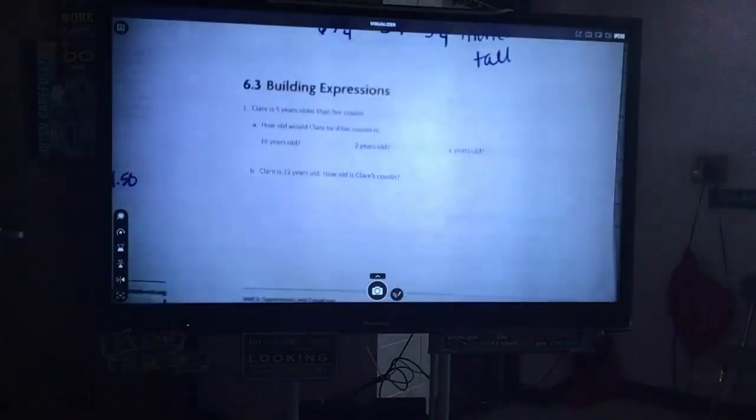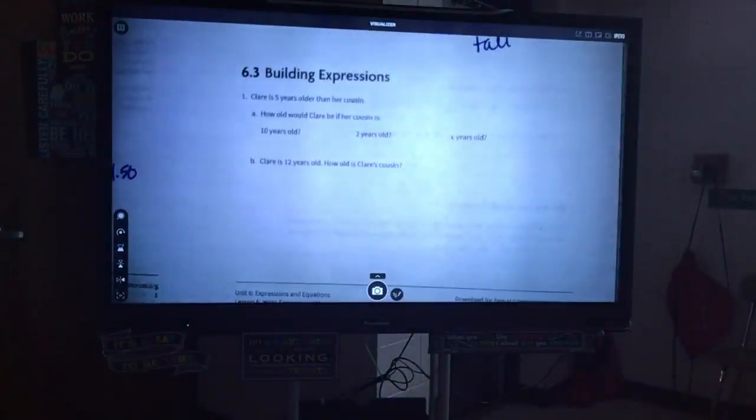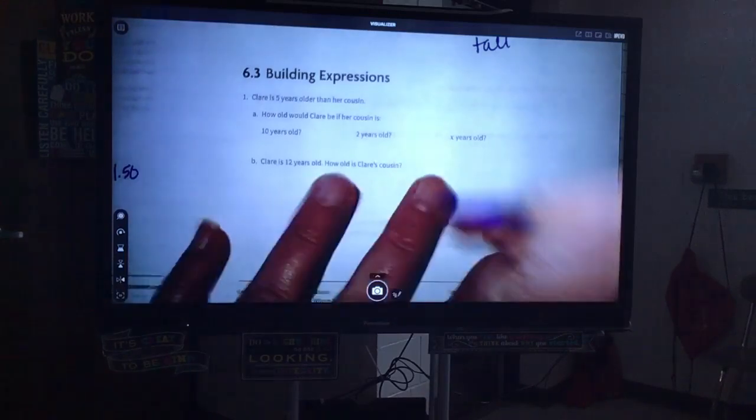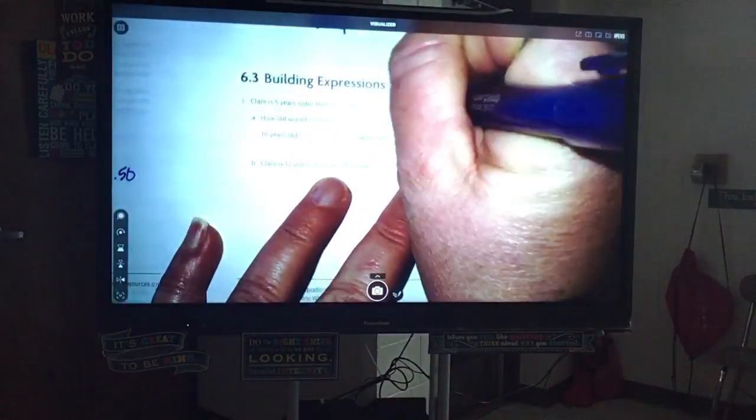So for 6.3, for 1A and B, you guys are going to do this technically on your own, but put your pencils down. Alright, so it says Claire is 5 years older than her cousin. What is our expression going to look like? If we're looking at just 5 years older than her cousin, what's our expression going to look like? Mikhail. No, I didn't hear your letter. Y? Yes. So the expression that you're going to use is y plus 5.